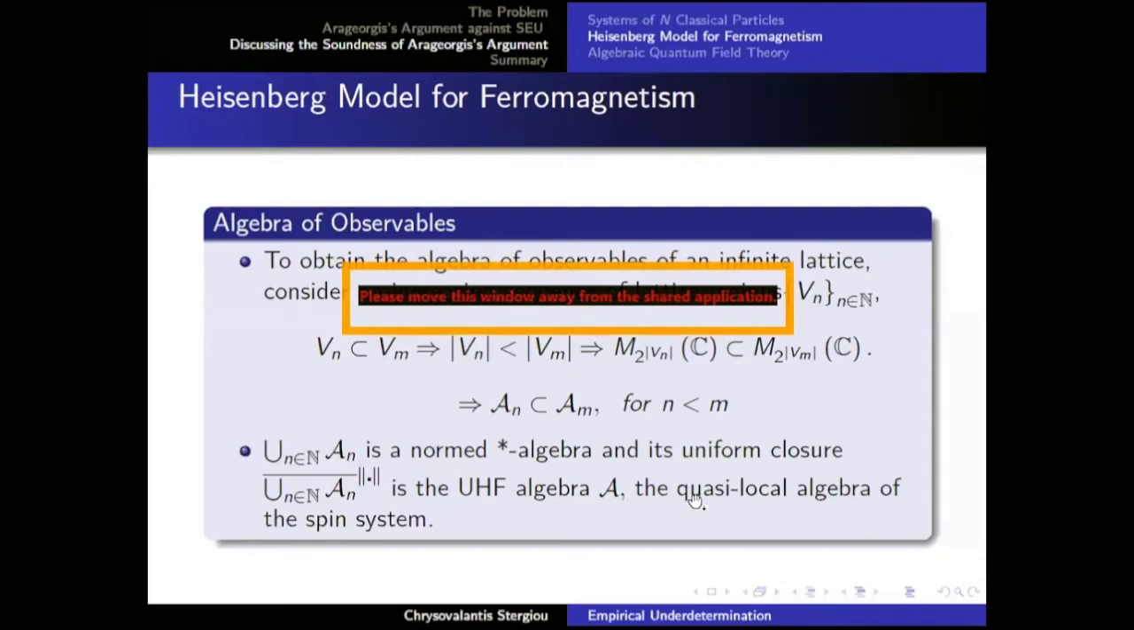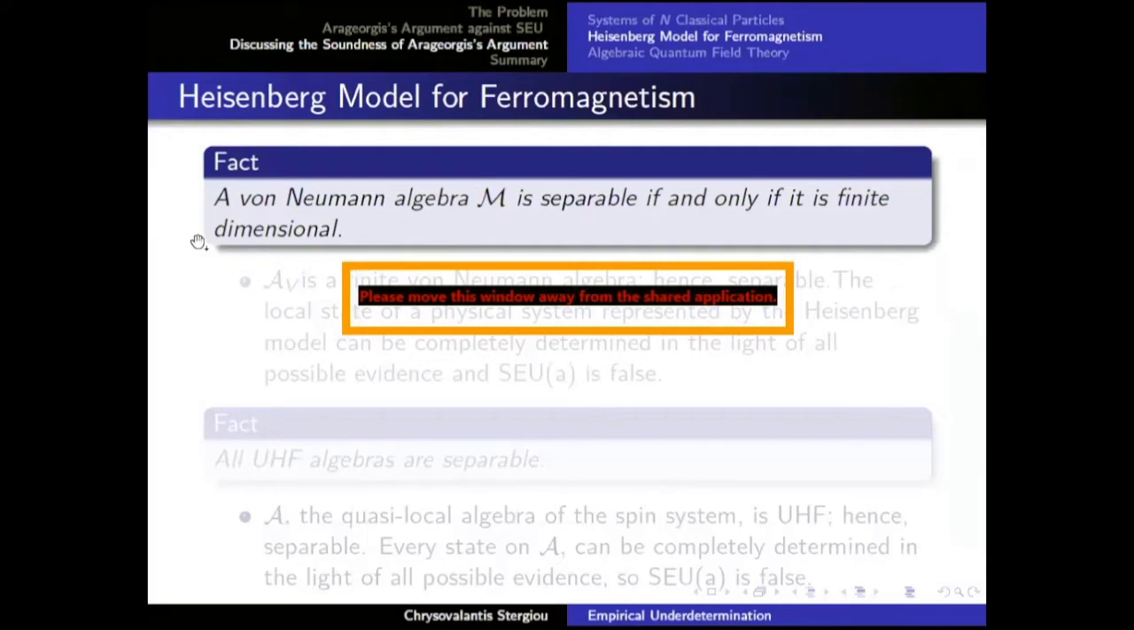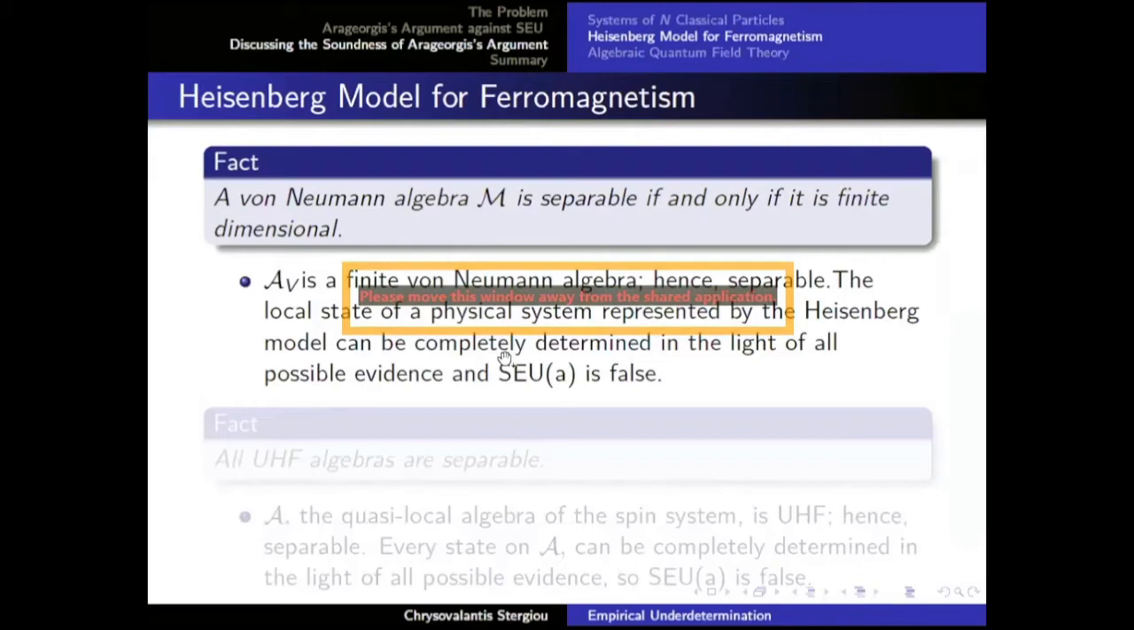Now, since a von Neumann algebra, and this is again a mathematical fact, is separable if and only if it is finite dimensional, we reach the conclusion that the local algebras are separable in the Heisenberg model. And of course, if we try to completely determine the local state of the system in terms of monitoring experiments, we can do that. And the strong empirical underdetermination thesis, a part of it, is false regarding local states.